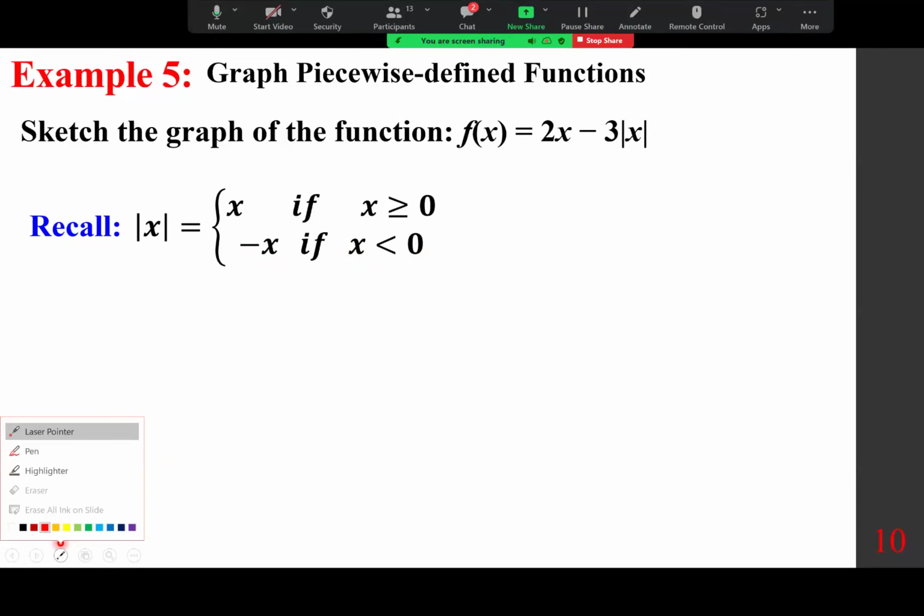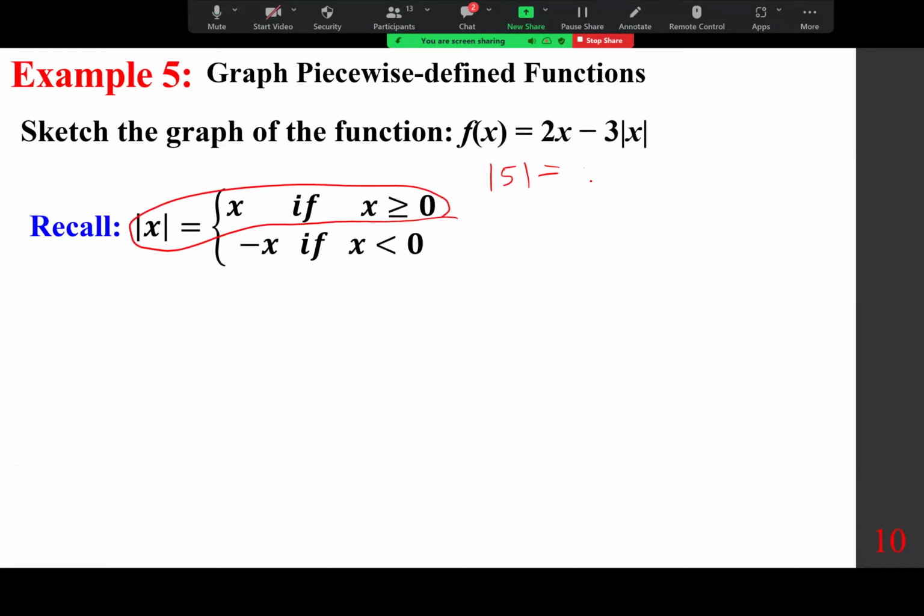If I give you 5, so it puts us here, everybody. It says drop the absolute value. But if I ask you to come up with absolute value of -5, it puts us here. It says drop the absolute value and put a negative in front of it. Remember, x is -5 here.